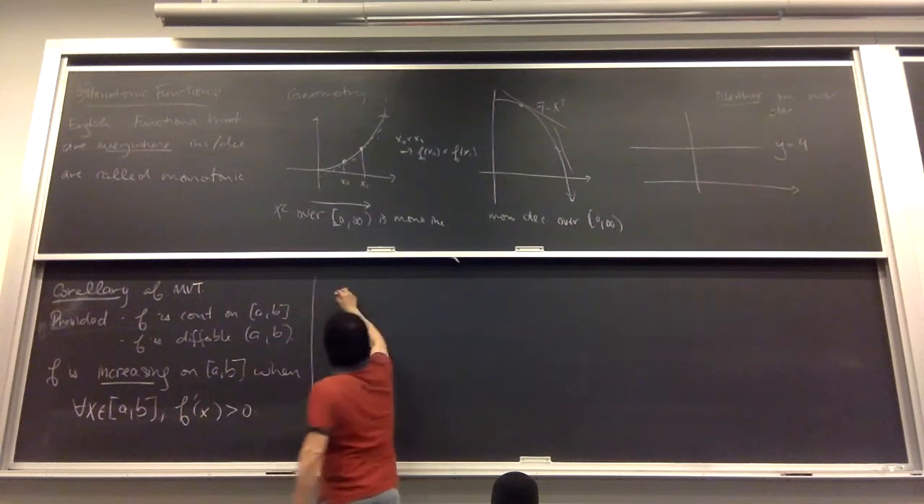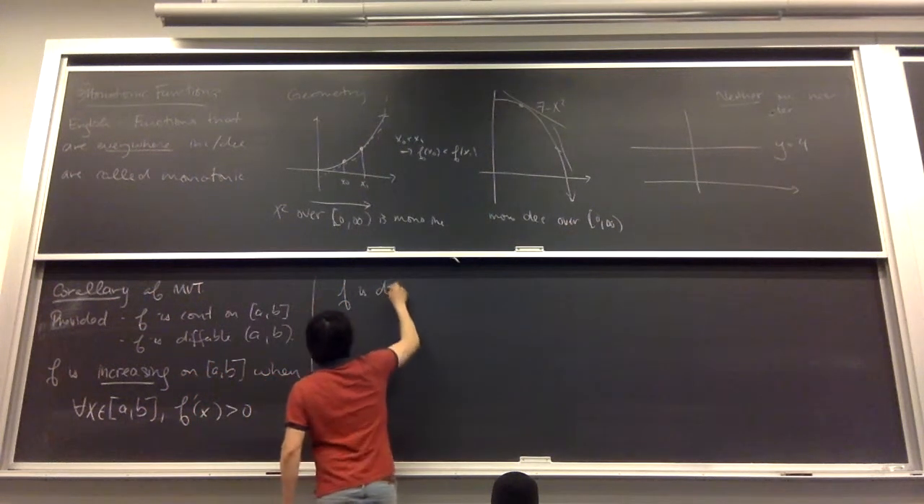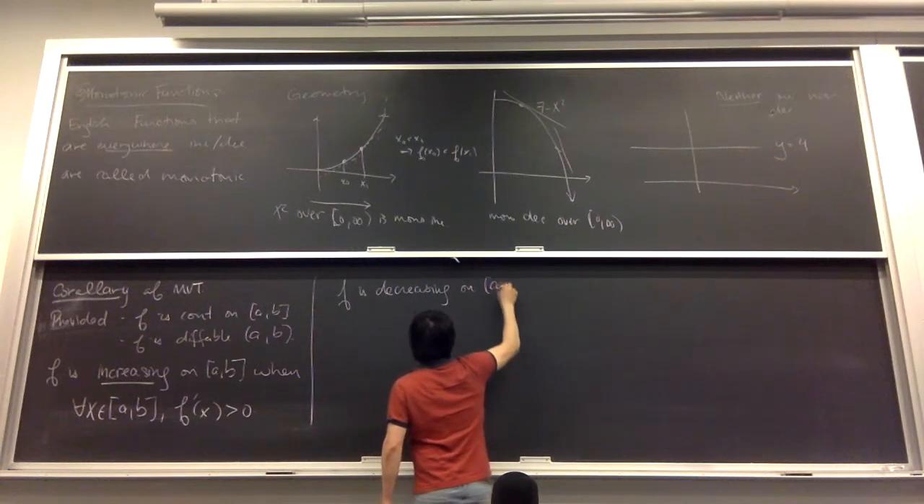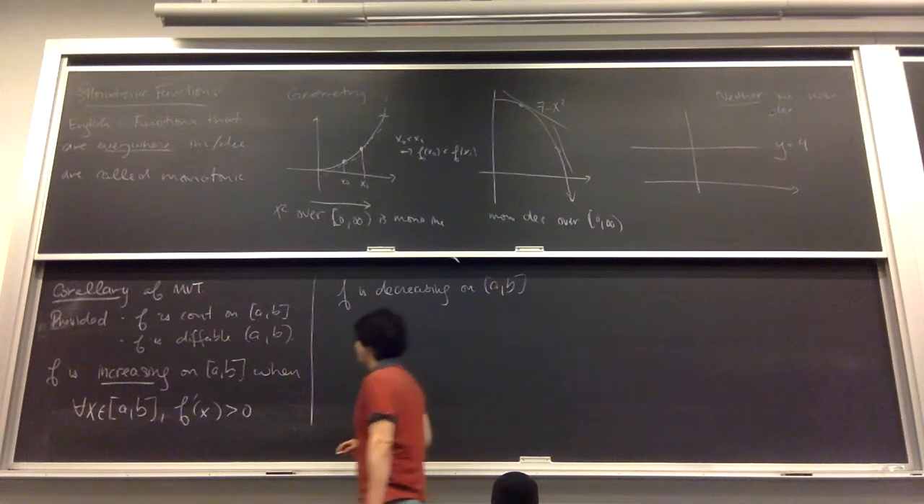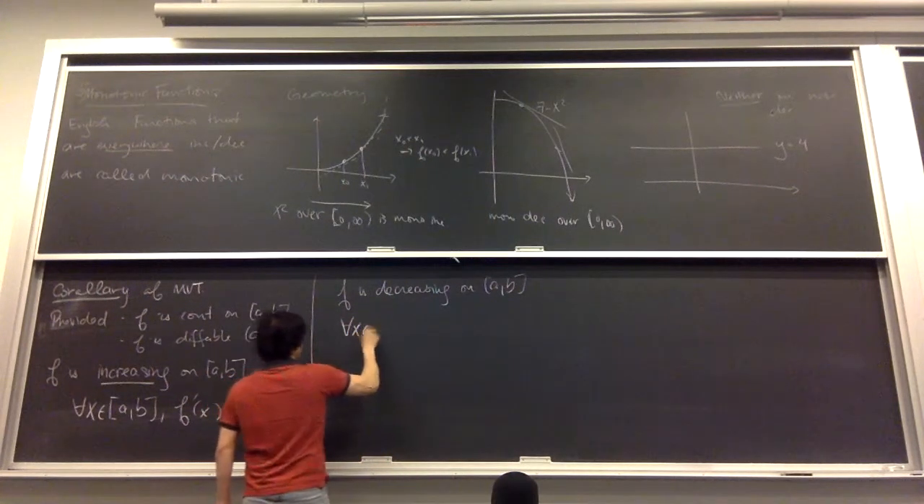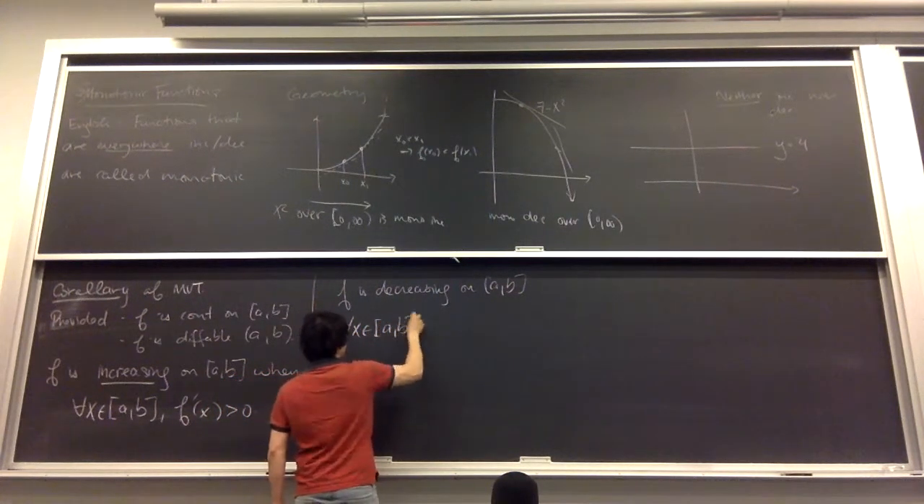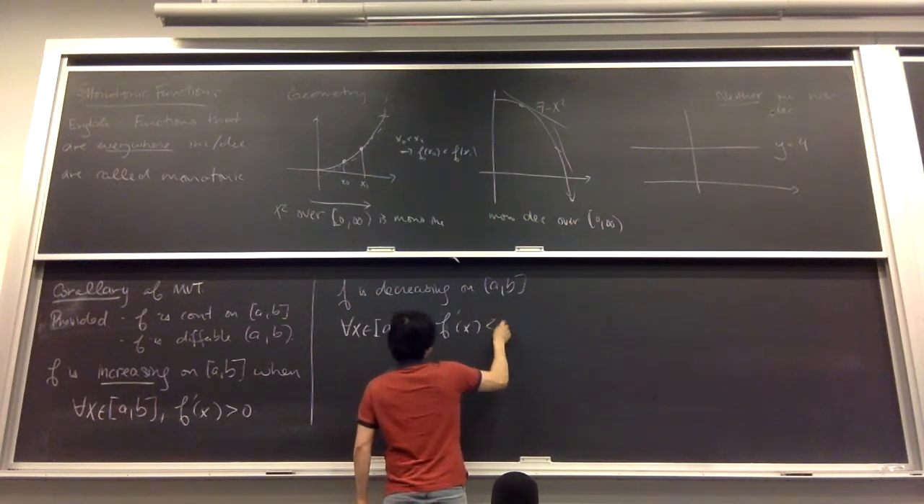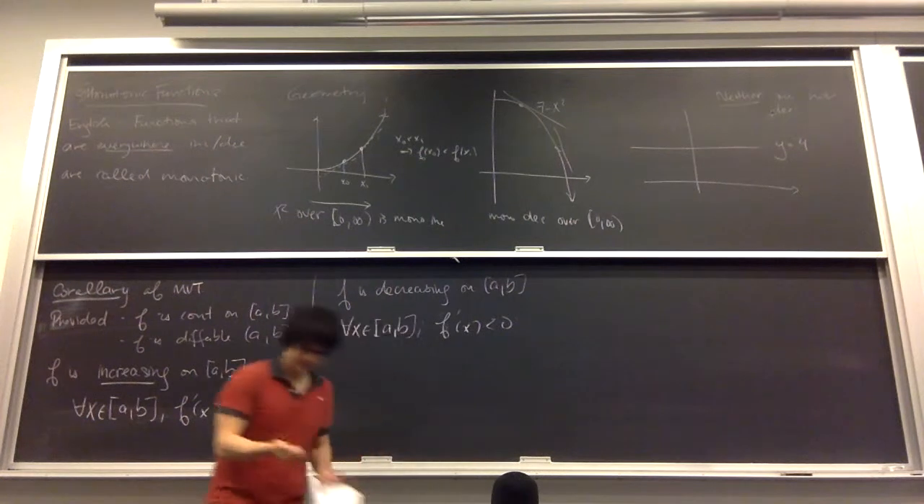Then f is decreasing on AB. I bet you can get it. This is when for every x in AB, we have that the derivative is less than 0.